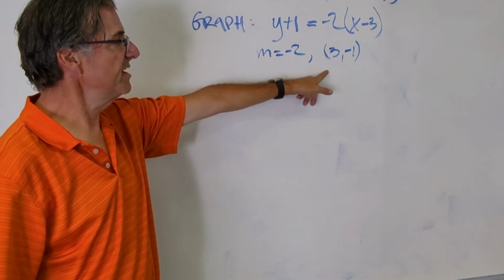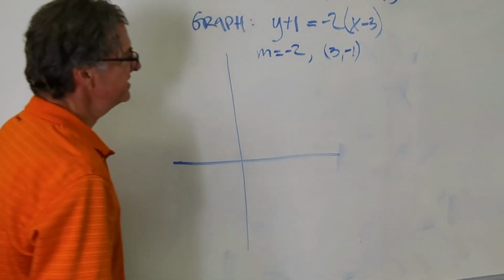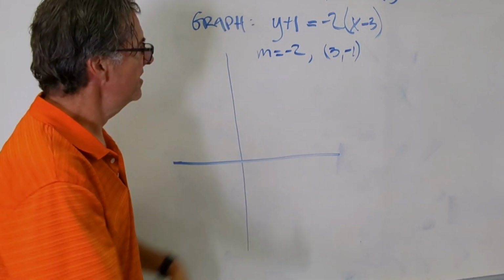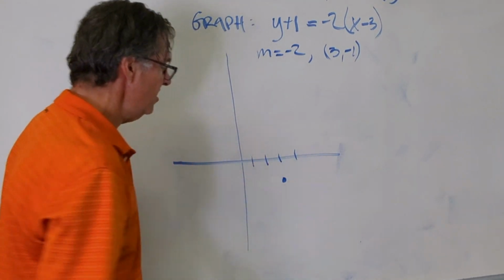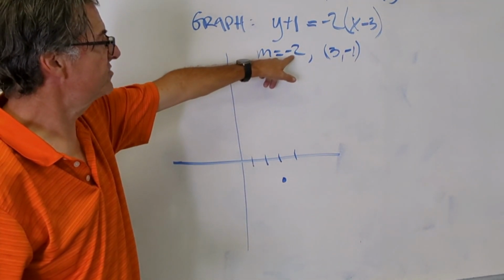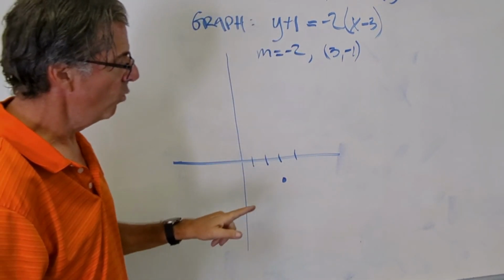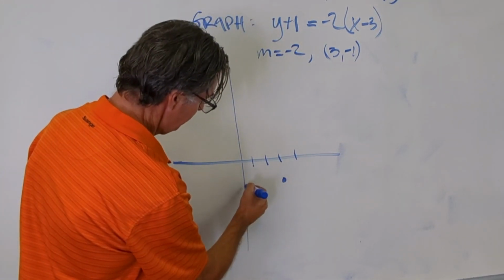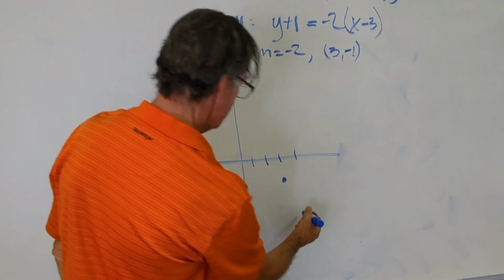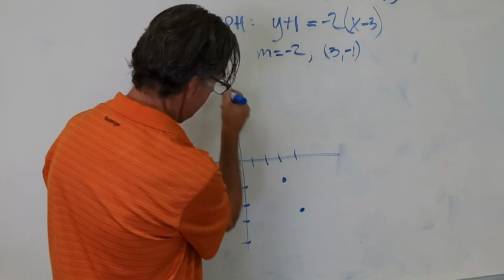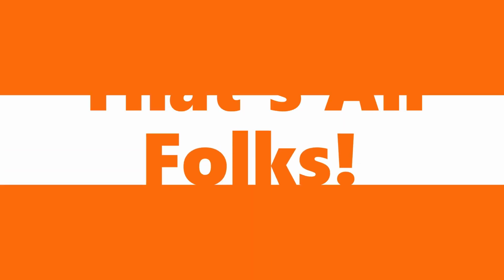Now that I have my information, I can make my graph. So let's go ahead and do that. Make my axes. I'm going to put my point on there. That's (3, -1). We're right there. Now my slope is -2. So that's -2 for the rise. So I'm going to need to go down 2 and 1 over. So that's going to put me right about there. Make my line. And there we go.